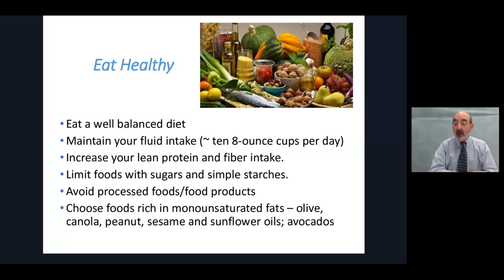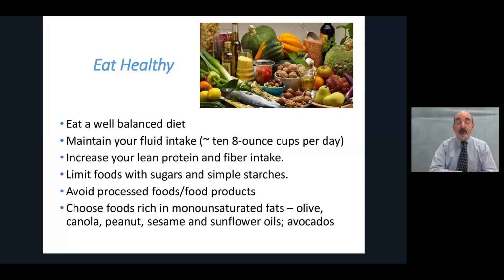Increasing lean protein and fiber can also be helpful. Lean protein is very important to avoid saturated fats. Fiber is also very important for helping with blood sugar maintenance, for weight maintenance, and for digestion. Limiting foods with simple sugars and starches, that's where we tell patients we prefer them to avoid refined sugars and use more whole grain products or legumes, bean type products, which are more complex carbohydrates, absorb more slowly, and have benefits for both digestion and fertility.